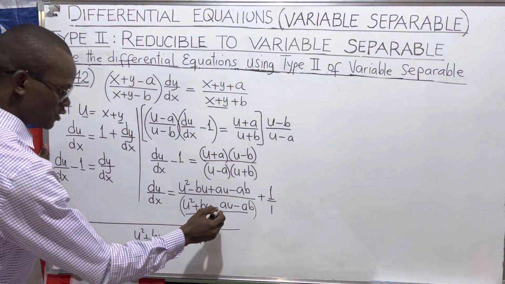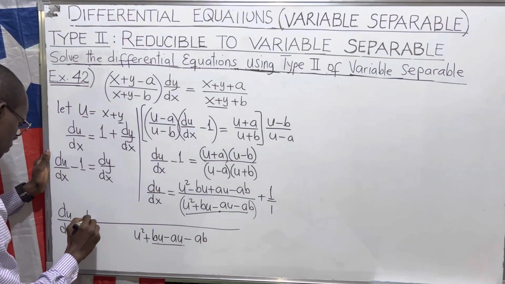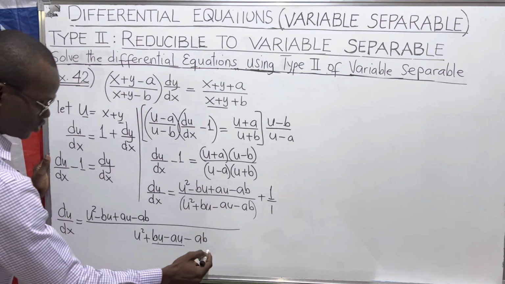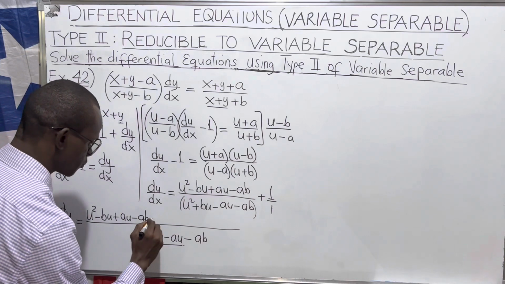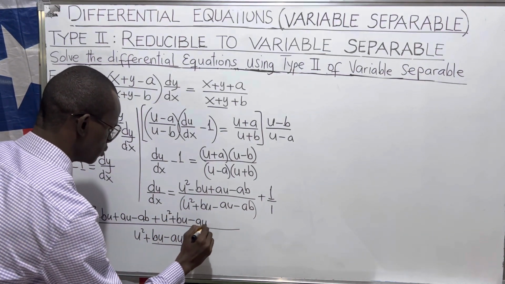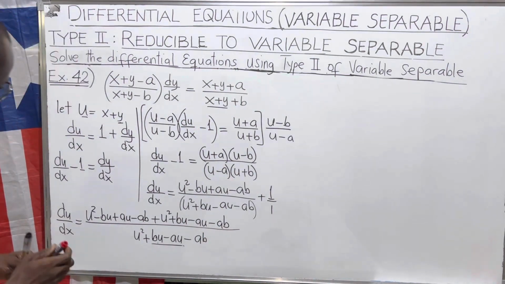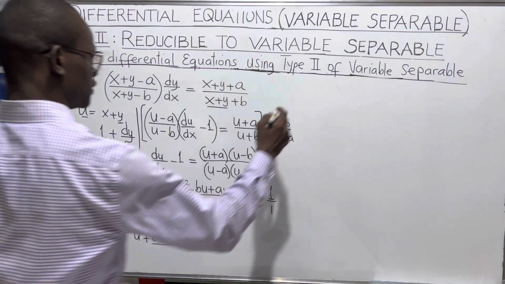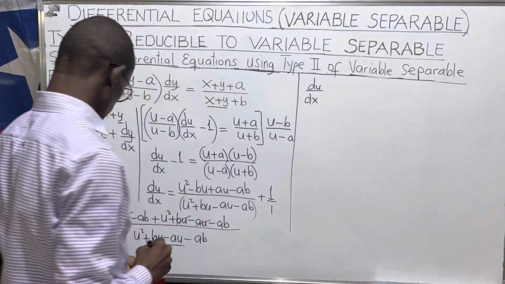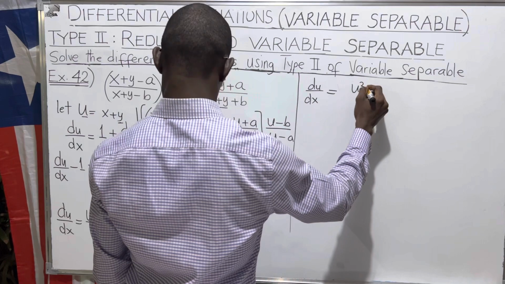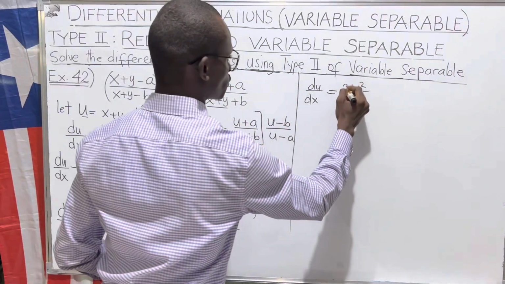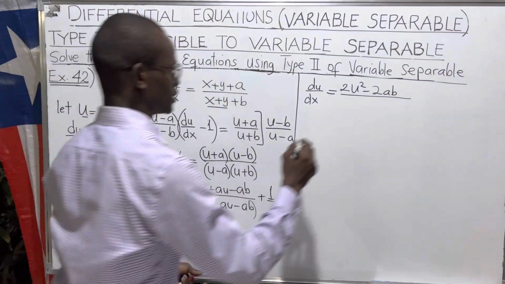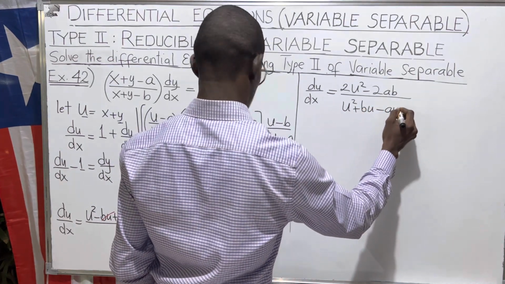Now, the LCD for 1 and this entire expression is just this expression. So this first denominator goes into the LCD just 1 times, so it's 1 times the numerator: u squared minus bu plus au minus ab. That's the first one. The second one, 1 into this denominator, it's the same thing: u squared plus bu minus au minus ab. Now we see how best we can simplify. Au minus au go out, and bu and bu go out as well. So we have du by dx equals u squared plus u squared, which is 2u squared, and then ab plus ab is 2ab, divided by u squared plus bu minus au minus ab.